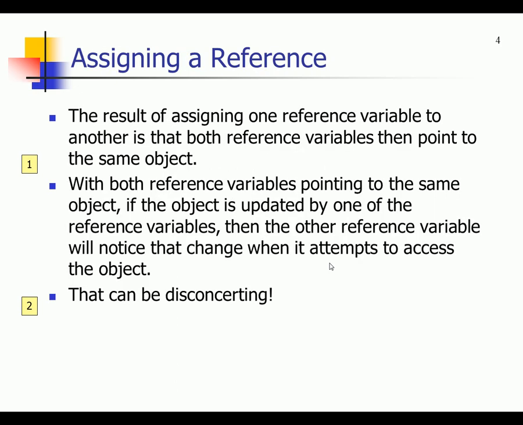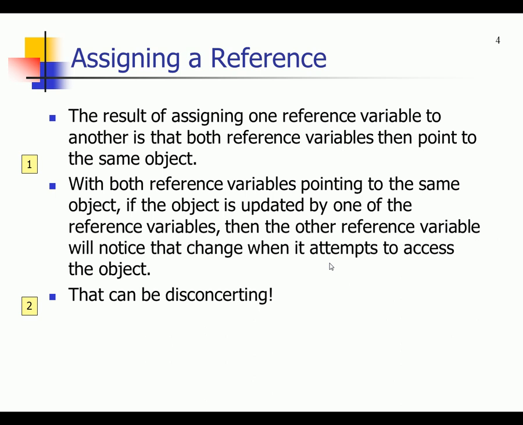All right. Assigning references. The result of an assignment of one reference variable to another is that both point to the same object. Now, we already talked about primitive values, like an integer. If I say int num equals 5, then what's the value at num? 5. Then if I say int num2 equals num, num2 would then have a 5 in it as well, because it's equal to whatever's in there.